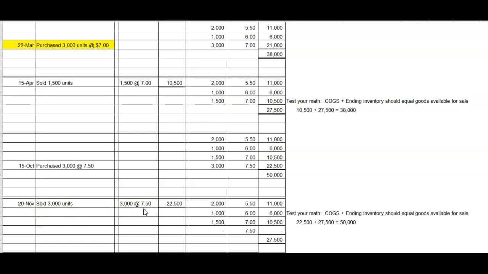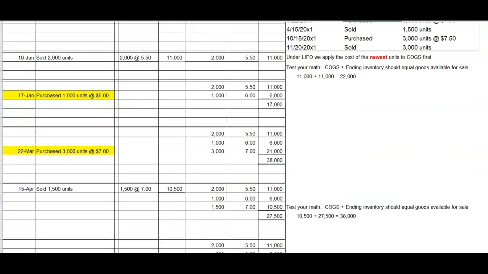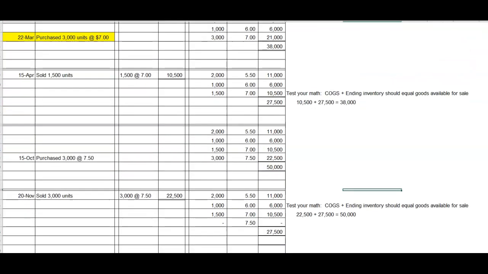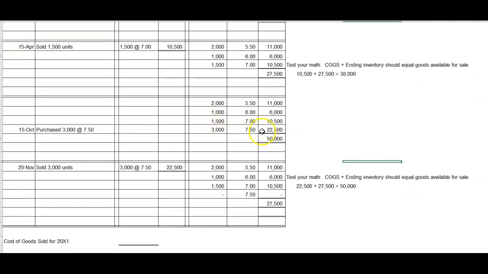So our cost of goods sold under LIFO has to be applying the cost of the newest units to cost of goods sold first. Look to see if we have enough in our newest layer to cover 3,000 units sold. And yes, just enough. So under LIFO, the cost of goods sold on November 20th is 3,000 units at $7.50 apiece, equals cost of goods sold of $22,500.